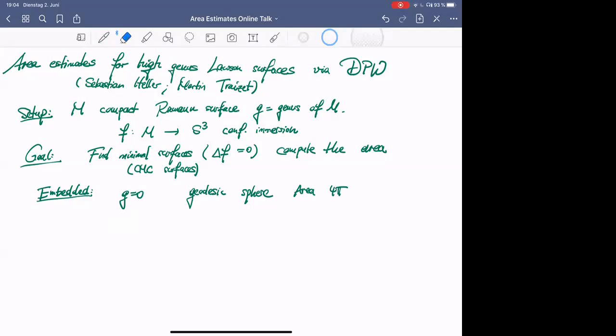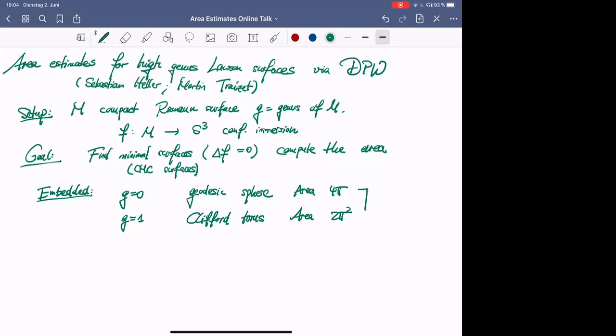And also in genus 1, you have a topological torus. The only minimal surface you have which is embedded is the Clifford torus. That was shown by Brendle, which was the Lawson conjecture, and the area is 2 pi squared.